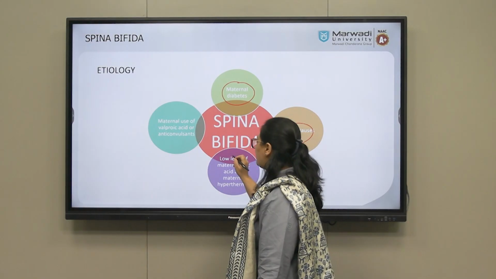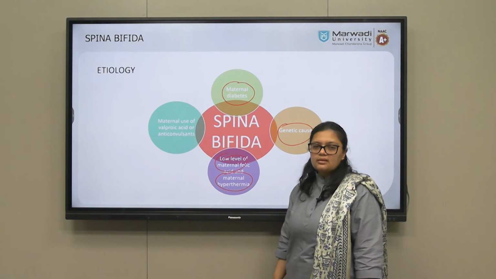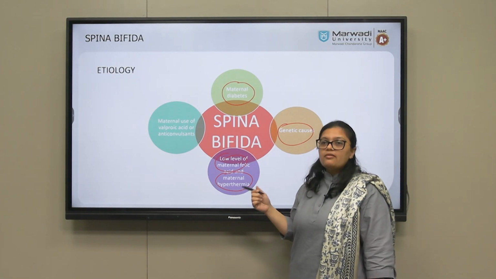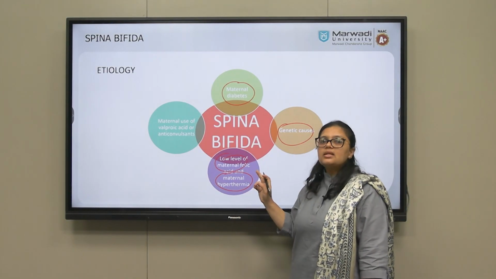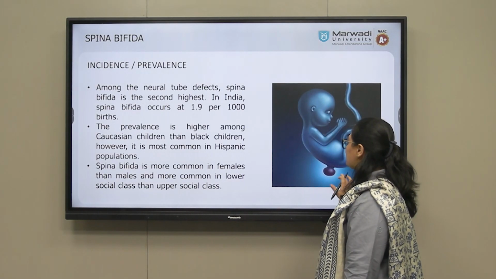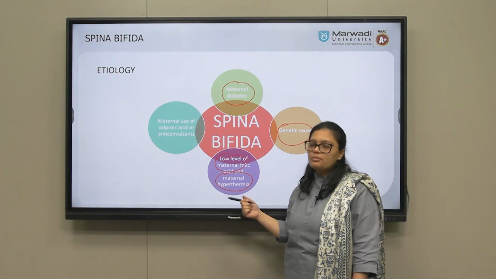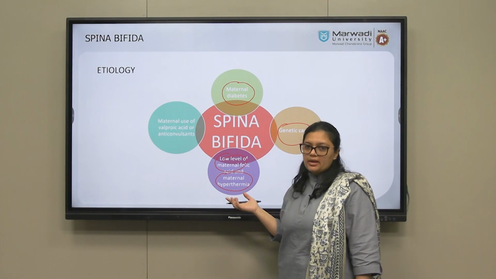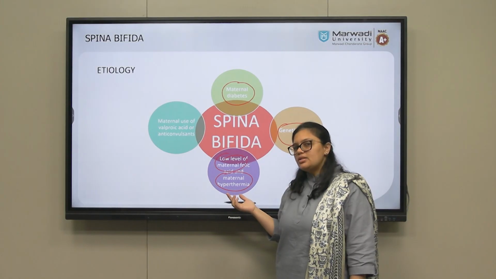Then there is the low level of maternal folic acid and hyperthermia. Maternal folic acid means the folic acid in the mother, if it is less. If the mother has low hemoglobin or thalassemia or any other problem, then the folic acid in the mother will be less, because of which there are chances of development of this specific problem, spina bifida. That is why nowadays mothers are given many supplements when they are pregnant. These supplements help development and reduce the chances of getting any genetic disorders.